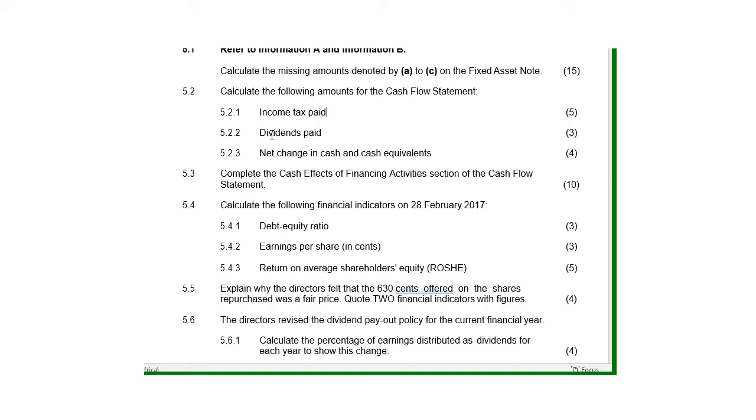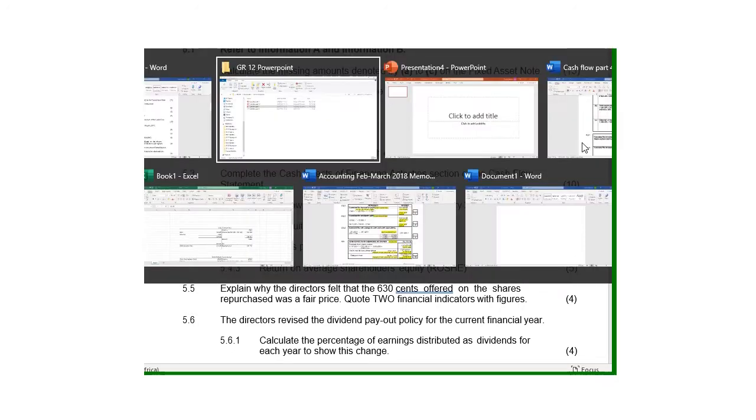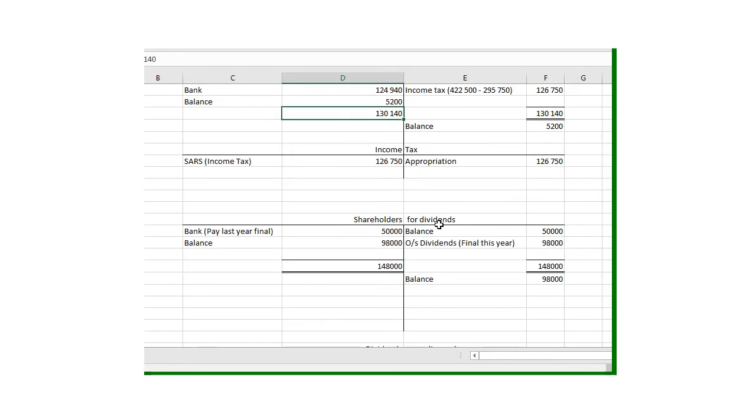Right, so next we have to do 5.2.2, which is Dividends Paid. We don't really have to go through the whole process I'm going to show, but just as some revision as to how dividends work, we're going to look at the actual accounts for dividends. Now, dividends, let me just take those out.